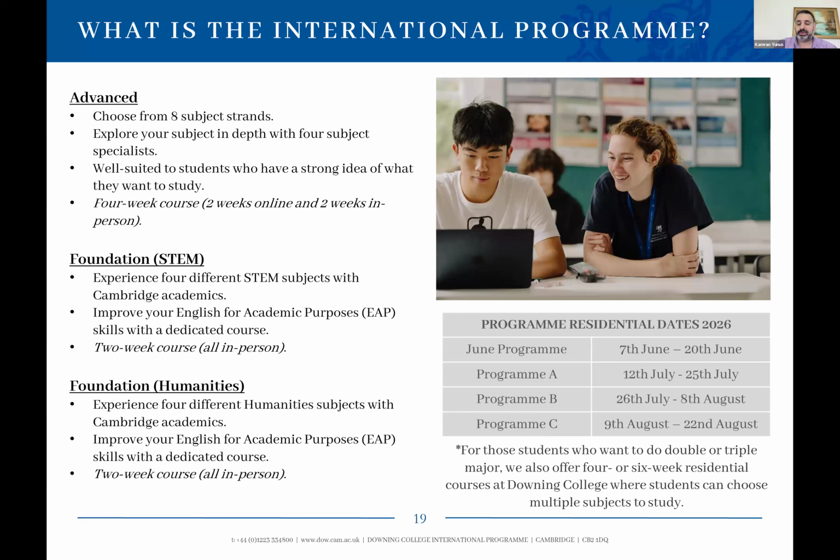The program basically has two different strands. One is an advanced program, which is 4 weeks, and there's also a foundation program, which is a 2-week course. For both courses, we are still receiving applications for Program B, which runs from around the 26th of July to the 8th of August, or Program C, from the 9th of August to the 22nd of August. This is when the residential elements of these programs will be running.